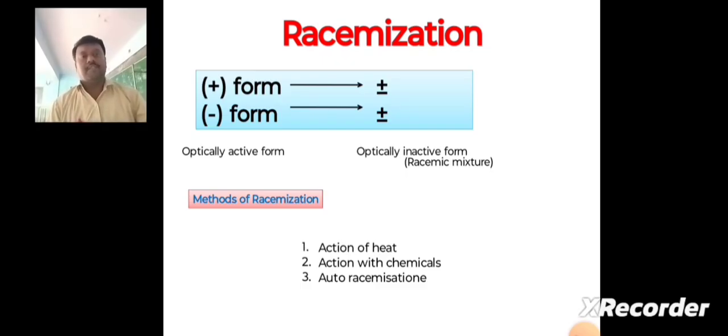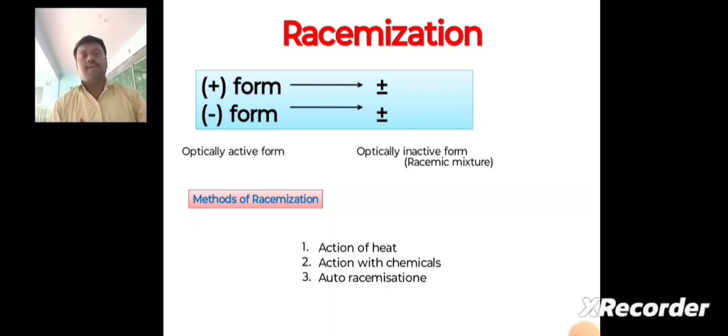Number two, action with chemicals. In this process, the racemic mixture is obtained from an optically active plus form or minus form by using some chemicals. Example, when malic acid is treated with HBr, we get plus minus bromosuccinic acid, which is an optically inactive racemic mixture. Whereas the mandelic acid is optically active, when that mandelic acid is treated with HBr, we get plus minus bromomandelic acid. So this is one of the methods for racemization.